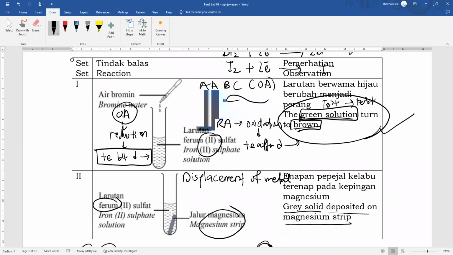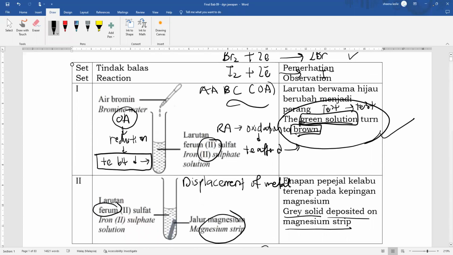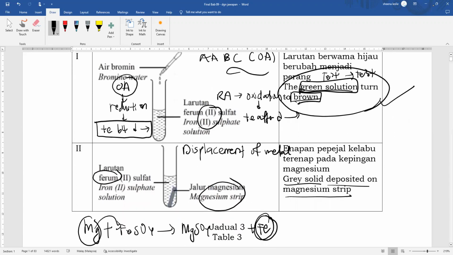Okay, what is my reduction in this question here? This set 2. Okay, you already know this is my chemical equation. We did just now for those of you who came in late. Okay, so which one is undergoing reduction? Is it magnesium or is it iron 2 sulfate? Is it iron 2 sulfate? Okay, why do you say that?